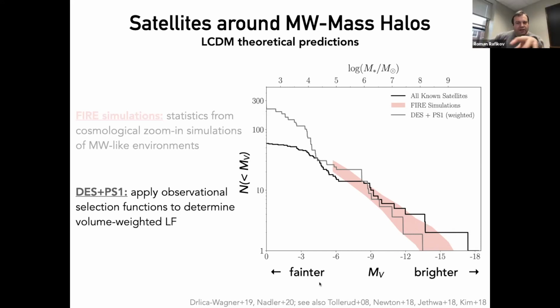If you're using Dark Energy Survey for calibration, then in what magnitude range is this calibration valid? That's a good question. I don't know off the top of my head right now, but given that these are based on satellites that were discovered within the Dark Energy Survey footprint, I would say that this has probably been taken into account. Okay, thanks.